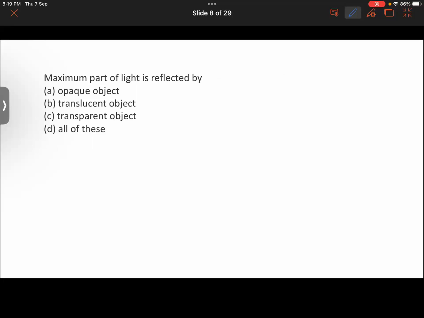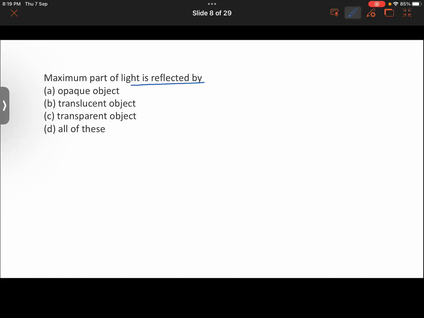Okay, guys, look at the question. Maximum part of light is reflected by what? Is it by opaque object, translucent, transparent, or all of these? Opaque object. What about you, Arhan? The transparent object. Okay. Ahmed, since mirrors are transparent.